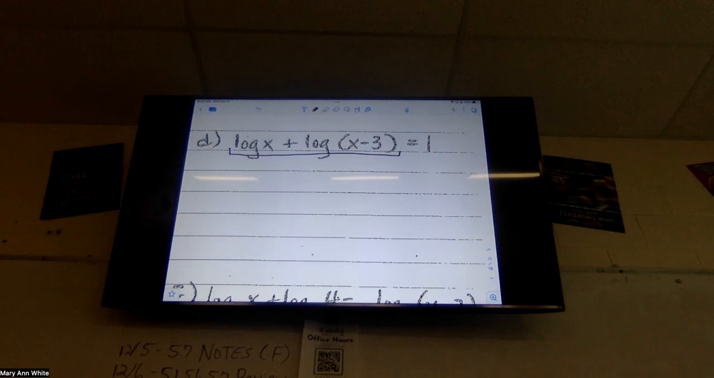So when I have 2 logs separated by this plus sign, I'm allowed to condense it. I'm allowed to combine it. I'm allowed to make it smaller, simplify it with a multiplication. So that's going to become log of x times x minus 3 equals 1.